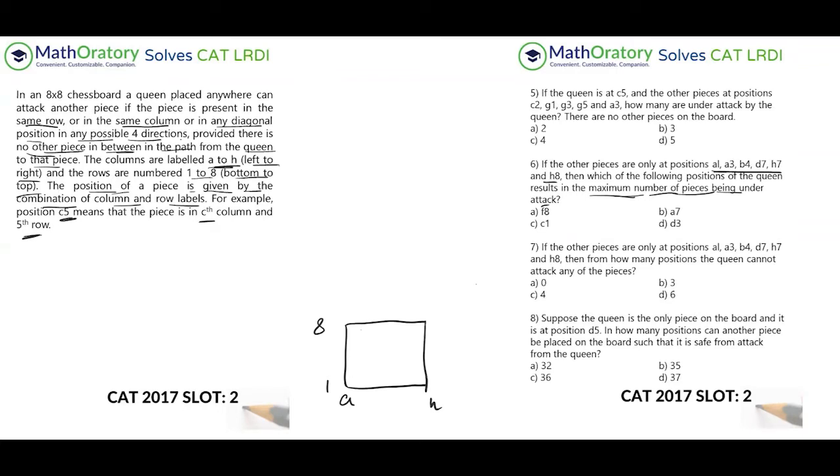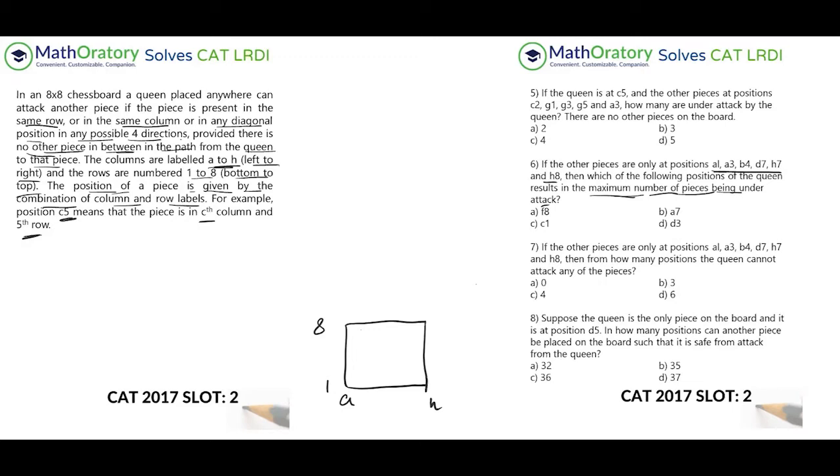Let's look at the other one. 7th is asking, the other pieces are only at this position. Then how many positions can the queen not attack any of the pieces? Wow. So this is also similar to the previous one. Okay, let me check this.